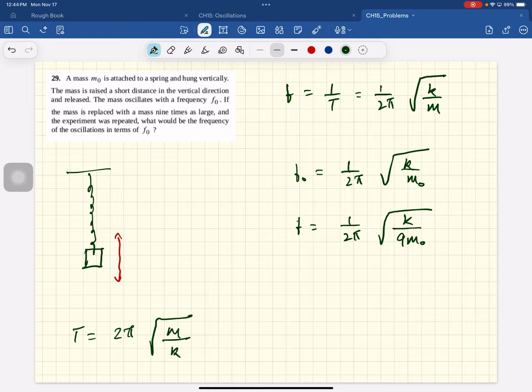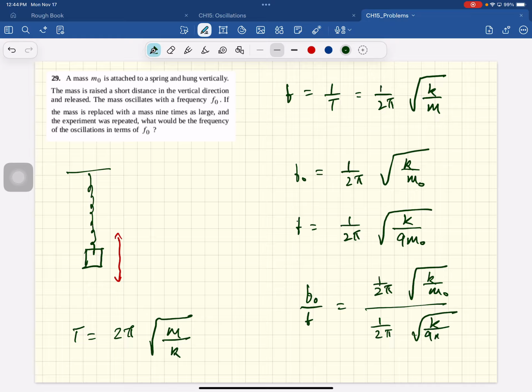Okay, you're increasing the mass by 9 times. So let's calculate f naught over f. You can see that everything cancels. All you're left with is root 1 over 9, which is 1 over 3, and that comes to the top, that becomes 3.